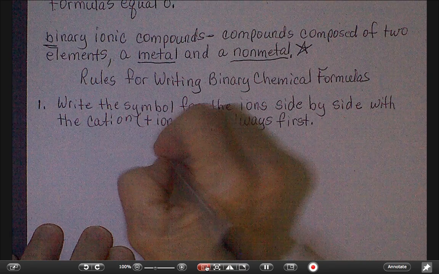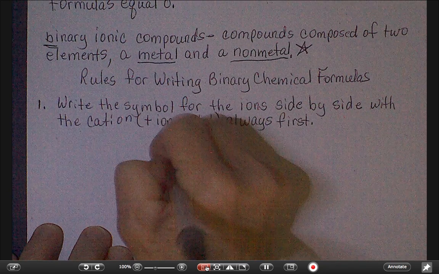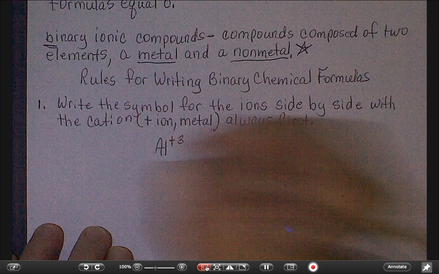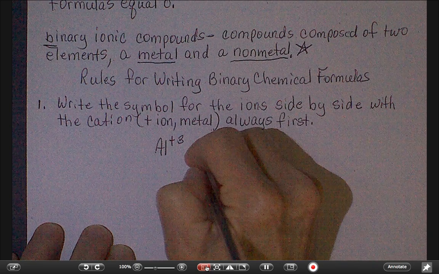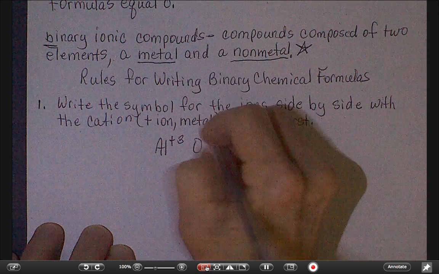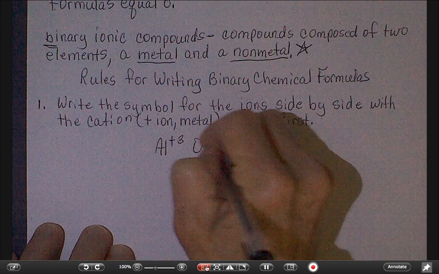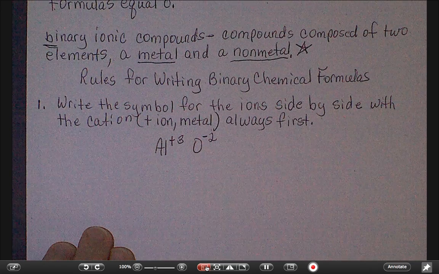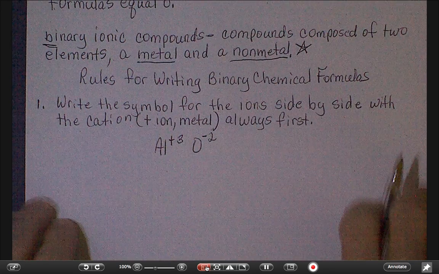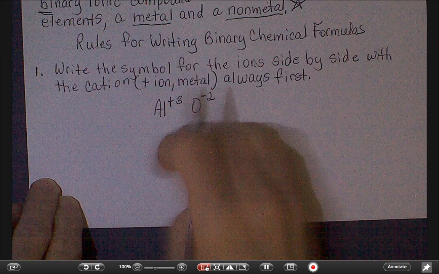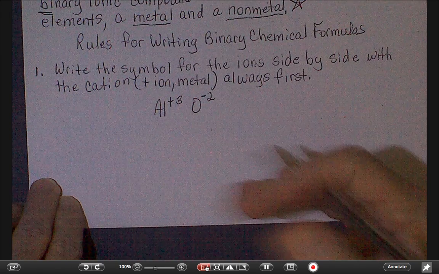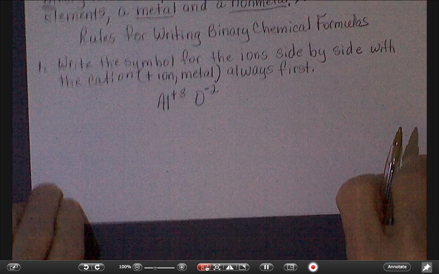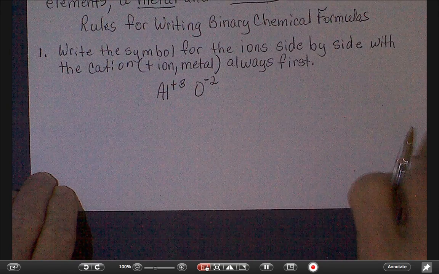Okay, so an example here would be Al, which is a metal. Its ionic charge is plus what? And oxygen is the anion, the negative ion, with a minus 2. Okay? This is just demonstrating how we're going to go through the process. That is not a correctly written chemical formula. It's a process of teaching you how.